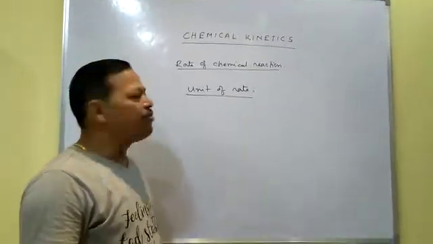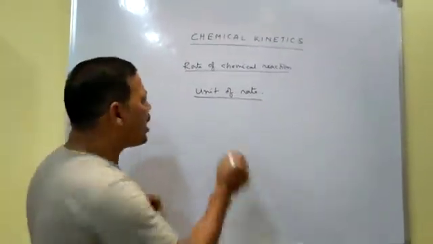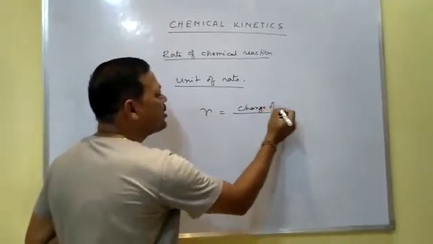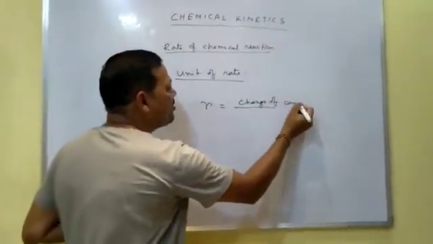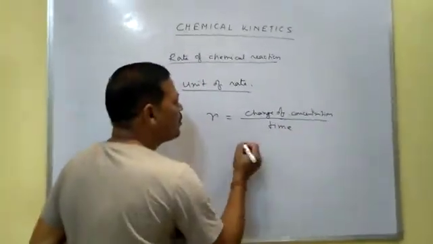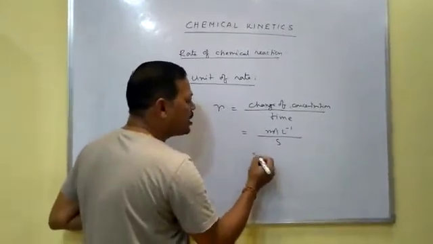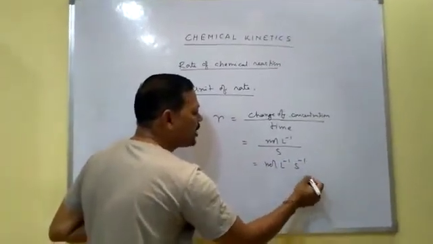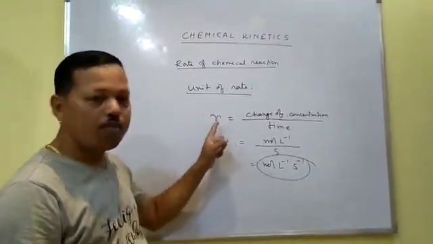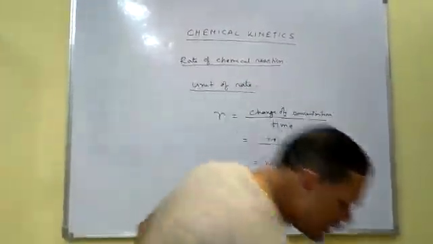Now, what is the unit of rate? You know how to express the rate of a chemical reaction. What will be the unit of rate? As you know, R is equal to change of concentration with respect to time. Concentration unit is mole per liter, time unit is second. So you can write mole per liter per second. This is the unit of rate of a chemical reaction. If you want to write the unit of R, it will be mole per liter per second. Like this, you can express the unit.